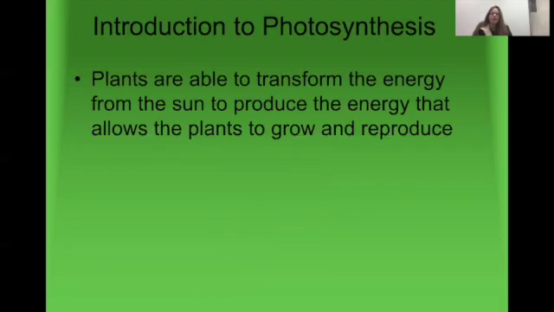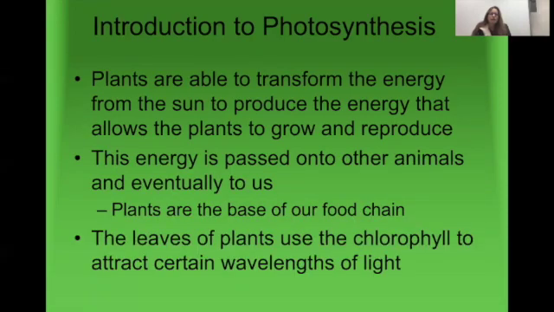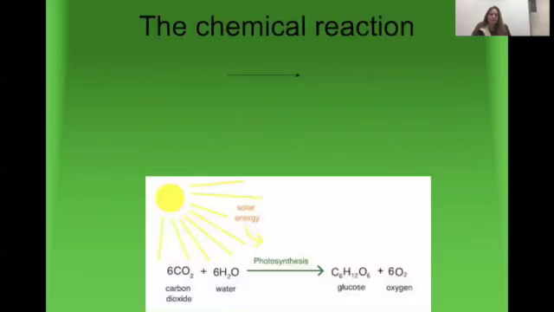So plants are able to transform the energy of the sun to make energy for plants to grow and reproduce. And then the heterotrophs come in and benefit from that by eating those plants and getting that stored sugar. The leaves of the plant use chlorophyll to attract the certain wavelengths of light.